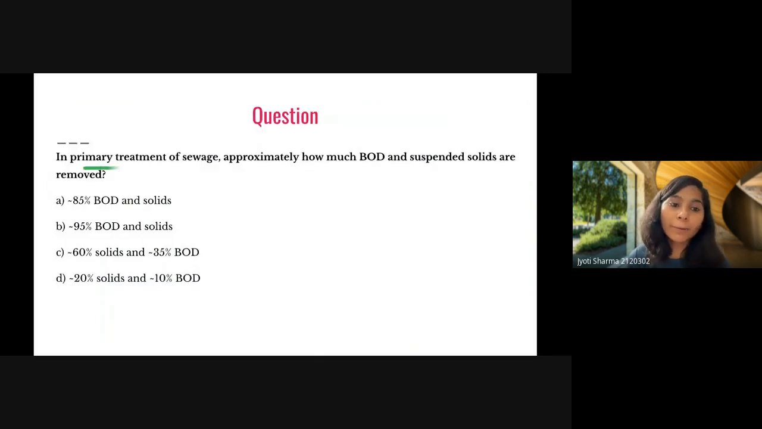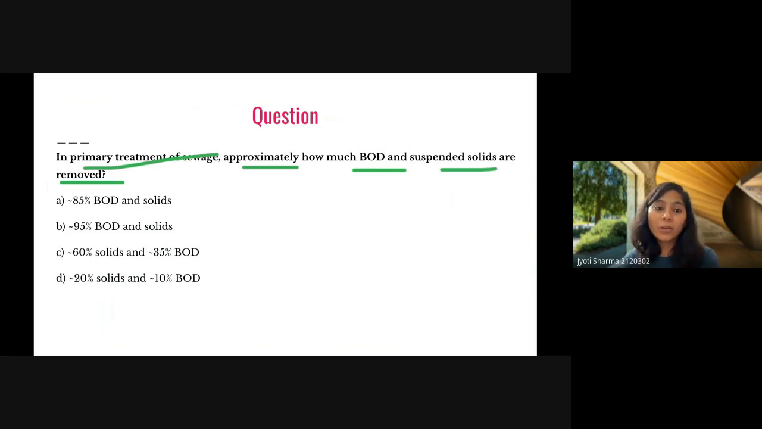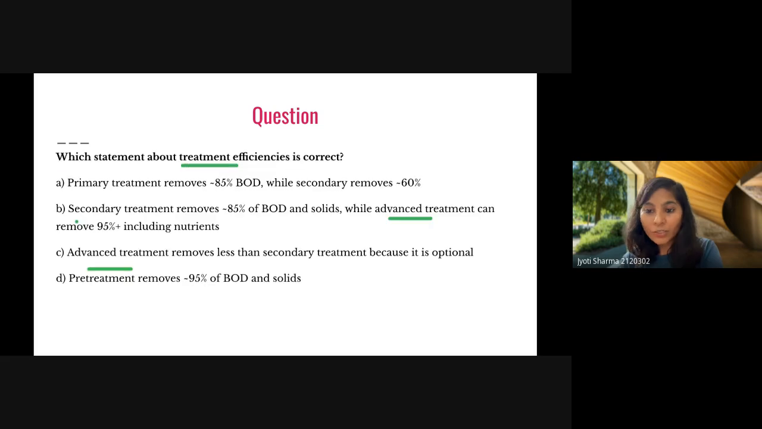Okay, so if we are doing the primary treatment of sewage, approximately how much BOD and suspended solids are removed? 85% BOD and solid, 90% BOD and solid, 60% solid and 35% BOD, 20% solid and near to 10% BOD. BOD is the biological oxygen demand or biochemical oxygen demand. Venkateshwara gave me answer B. Priscilla also B with some question mark.